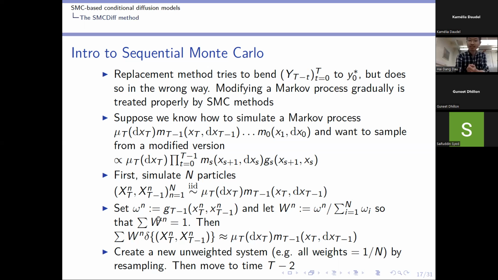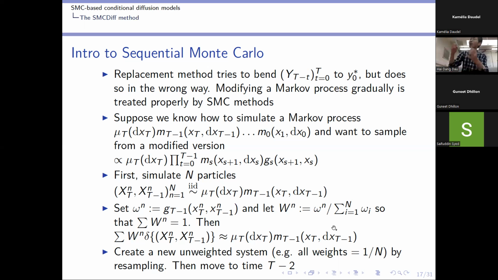So how to do that? Well, it's very natural. You calculate its value at each of the particles. You set omega^n equal to g_{t-1}(x_t^n, x_{t-1}^n), and then you normalize these weights so that their sum is equal to 1. So now you have an approximation of mu_t(dx_t | x_{t-1}) times g_t. Sorry, there should be a g_t here, but I think you get the idea. You have an approximation of this, and then you reweight according to the weight of g_{t-1}, and so at the end you get a weighted approximation of the distribution times the function g_t.